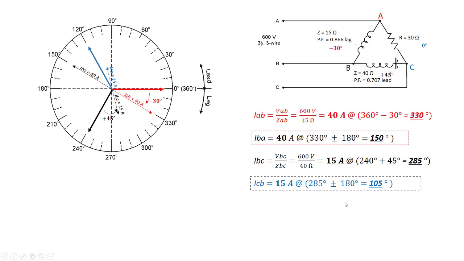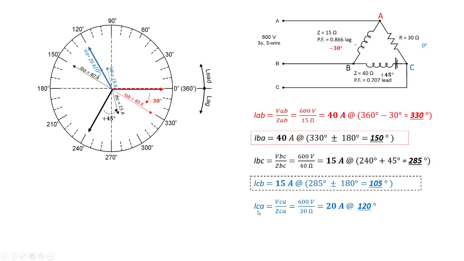The next phase current I can calculate is ICA. ICA is our phase voltage CA divided by our impedance in CA. In this case, it's just purely resistive. 600 volts divided by 30 ohms is 20 amps. So it's going to occur right where voltage CA occurs, so it'll be at 120 degrees. So we'll plot that in there. ICA, 20 amps. So it's at 0 degrees to our voltage CA, so it is right at 120.